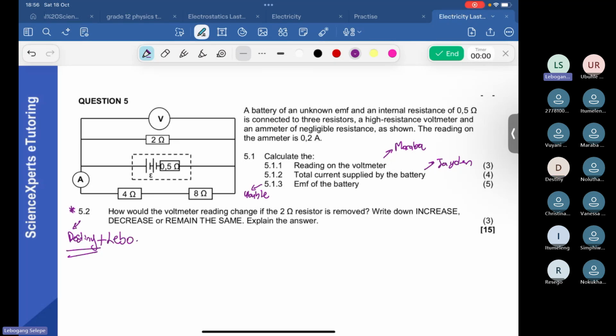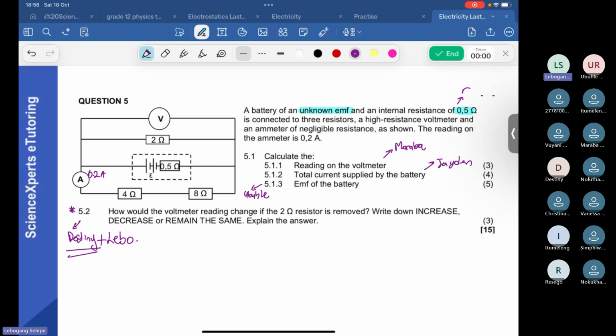Okay. So I'll start by reading the statement. They say that a battery of unknown EMF, they don't know the EMF and internal resistance. Oh, so they know the internal resistance. The internal resistance is 0.5, this is the small letter r, connected to 3 resistors, right? A high resistance voltmeter and an ammeter of negligible resistance as shown. The reading on the ammeter is 0.2. So here is 0.2A, right?